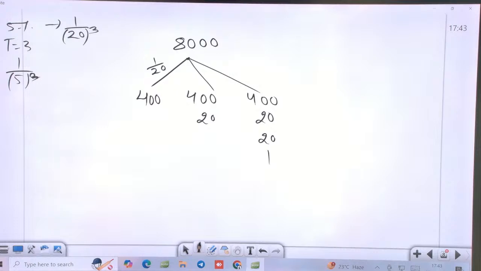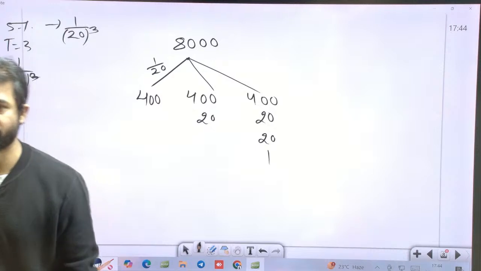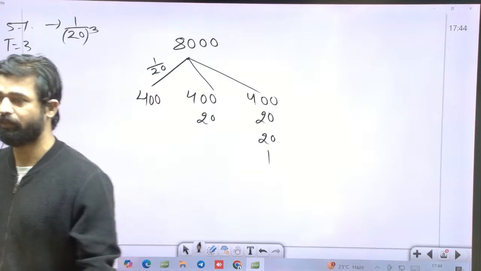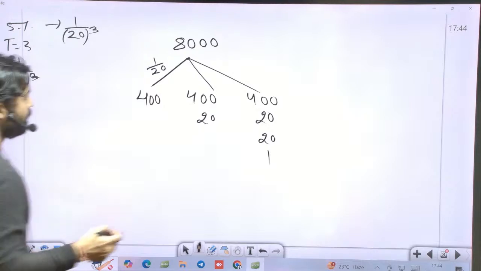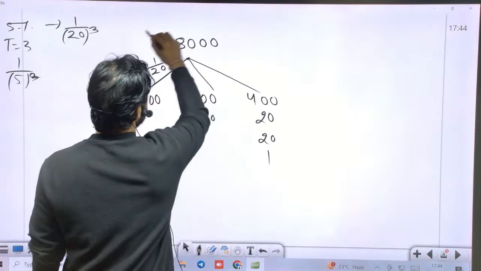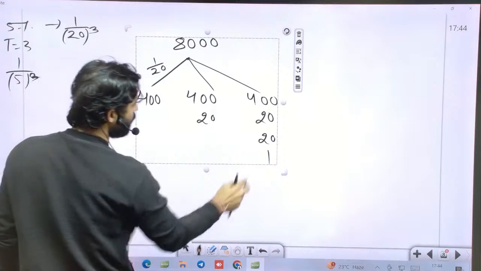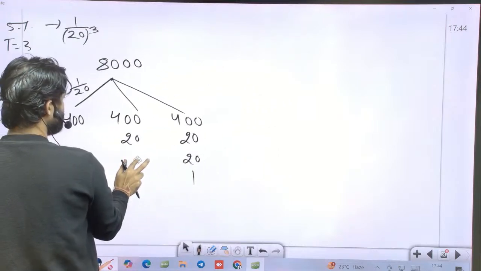The students who have done it, make the tree of 40% now. Make the tree of 40% for 3 years. That is the last one for the practice. Those who have not done it, look at the board, please.